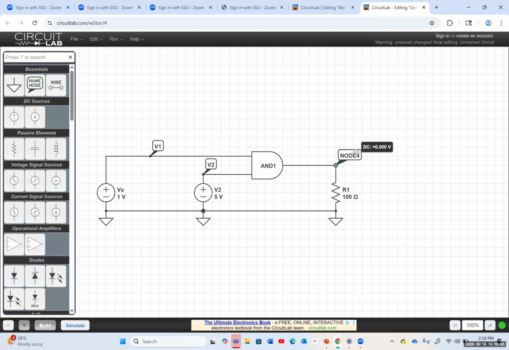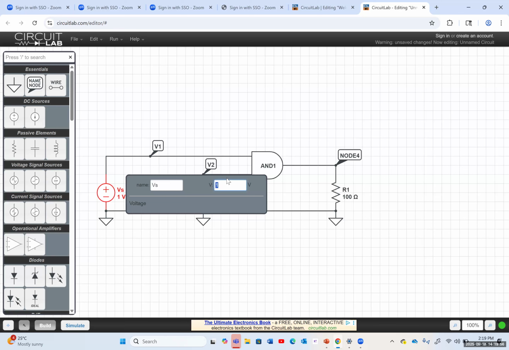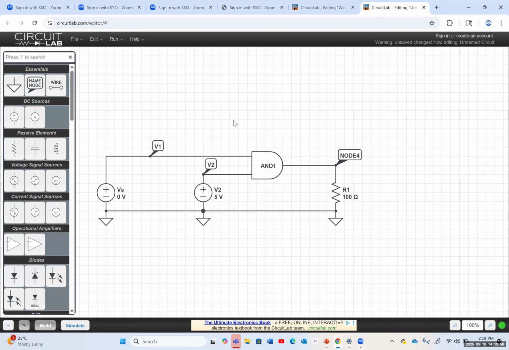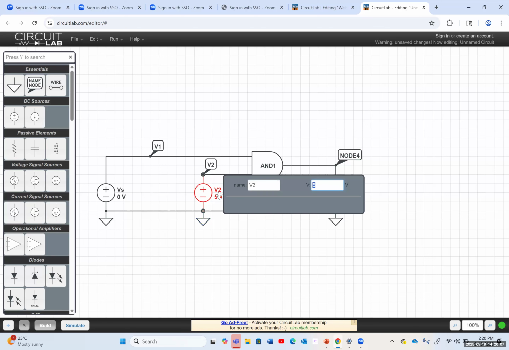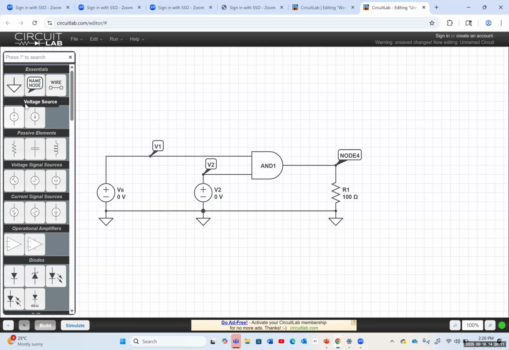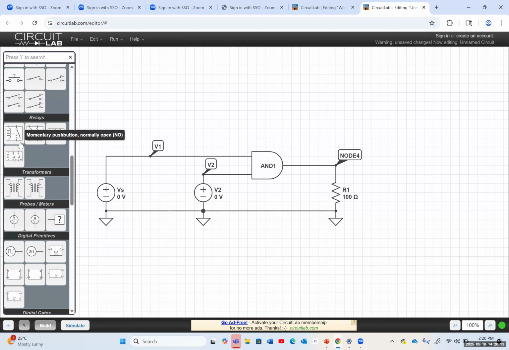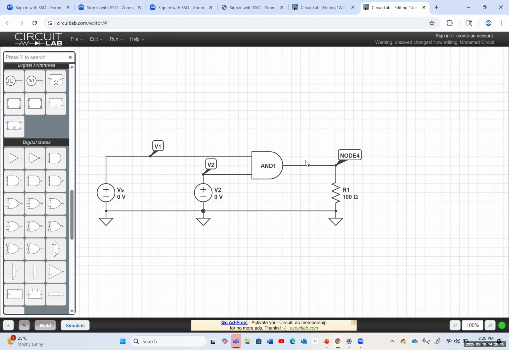Anything above 4 volts is a logic of 1. But to make it simpler, the logic of 0 here for you is 0 volts, and the logic of 1 is 5 volts. So 0, 1 gives us 0, 0, 0 also gives us 0.